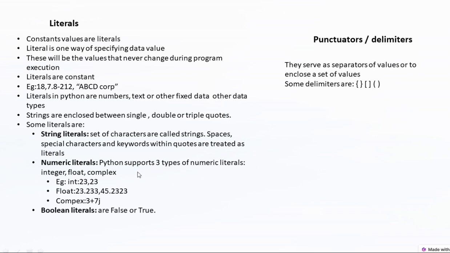Now, what are numeric literals? Python supports three types of numeric literals. Python 3 version, three types of numeric literals, that is integer, float, and complex. So you can have integer numbers like this, 23 without any decimal point. You can have positive and negative numbers. Floating point numbers, where you can have positive and negative numbers, but numbers with decimal points, that is fractional, 23.233, something like this. You can also have complex numbers like 3 plus 7j, where 3 is the real part and 7 is the imaginary part. And the third type of literal is Boolean literals, which will have just two possible values, false or true.